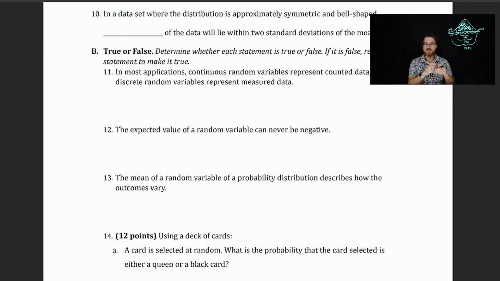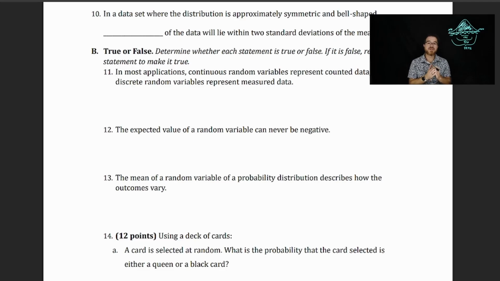You go through and you're going to get the number of cars in a parking deck, the number of phone calls in a day or a given hour, things like that. Whereas continuous random variables are measured variables because they're based on intervals. Number 12 says the expected value of a random variable can never be negative.